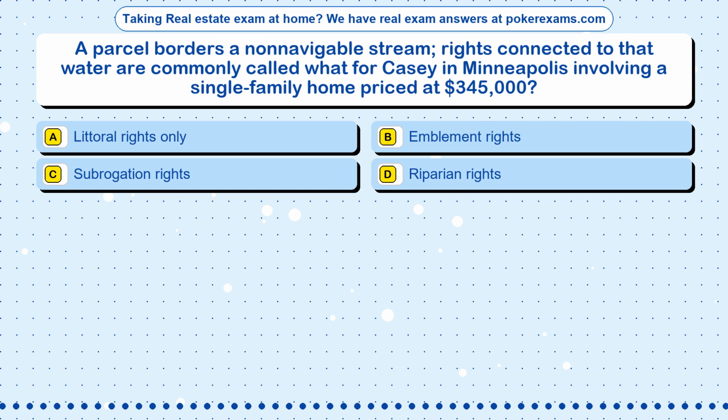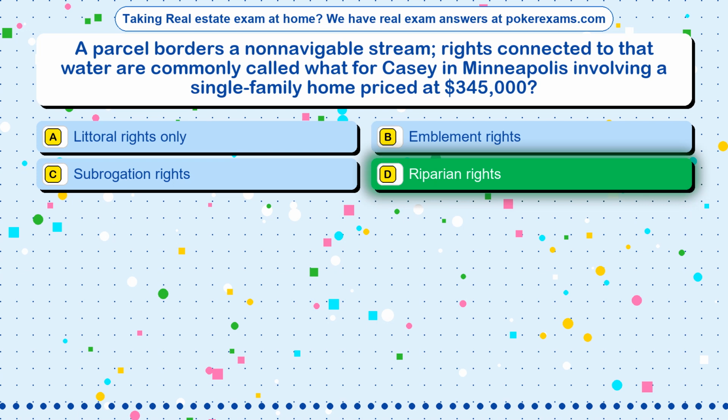Question 100. A parcel borders a non-navigable stream. Rights connected to that water are commonly called what for Casey in Minneapolis involving a single-family home priced at $345,000? Option A. Literal rights only. Option B. Emblement rights. Option C. Subrogation rights. Option D. Riparian rights.